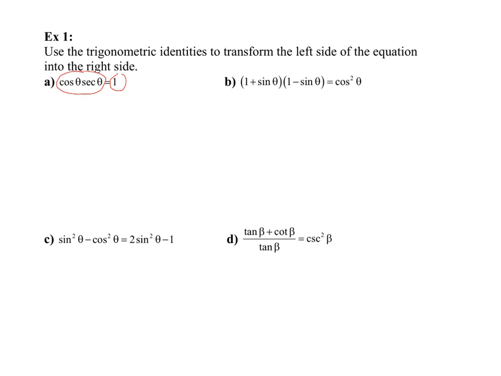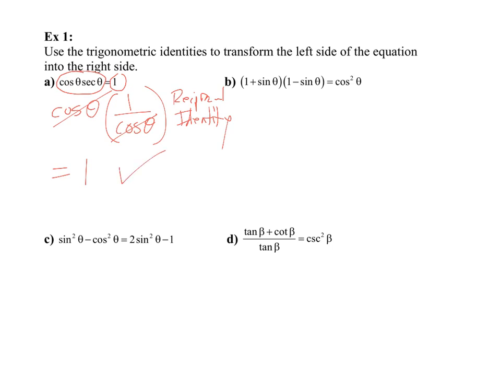So I have cosine theta times secant theta equals 1. Well, I have cosine theta, and I know secant theta is equivalent to 1 over cosine theta. That's just based off of the reciprocal identity. I'm just giving a reason here. I just used my reciprocal identity. If you could read that. So the cosines cancel out then, and that's equal to 1. So check. We've achieved our goal.